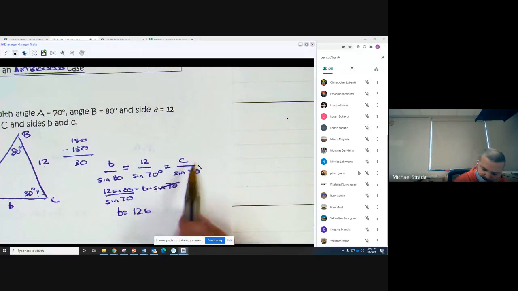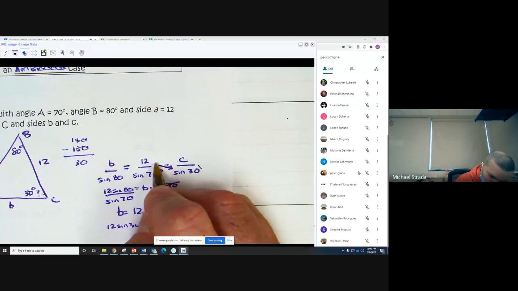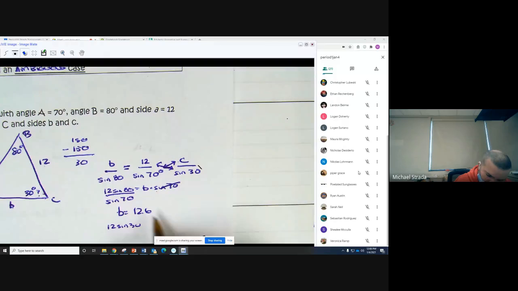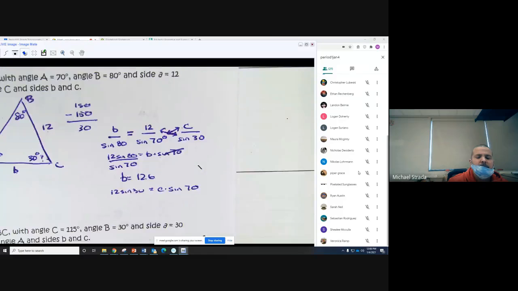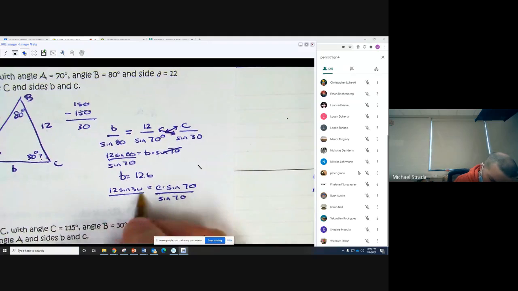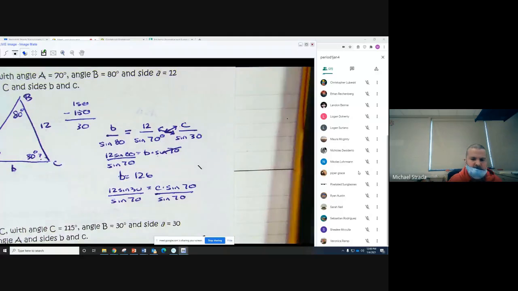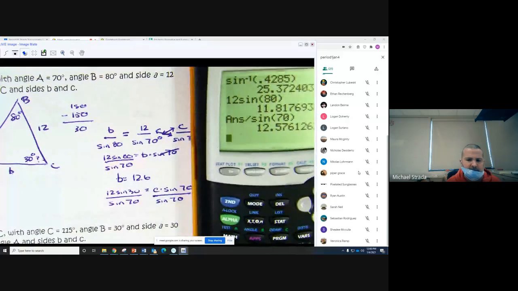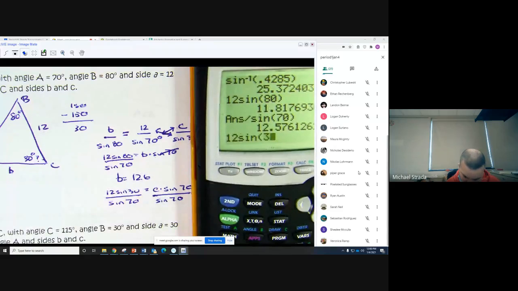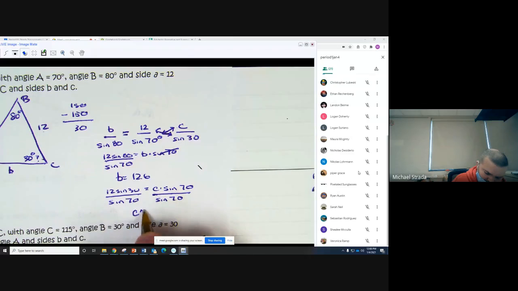Then I'm going to hop on c: 12 sine 30, by cross multiplying, equals c times sine 70. To get rid of a multiplication by sine 70, I divide by sine 70. So I'm going to do it once again in my calculator: 12 sine 30, and divide that by sine 70. And I get 6.385, which is approximately 6.4.